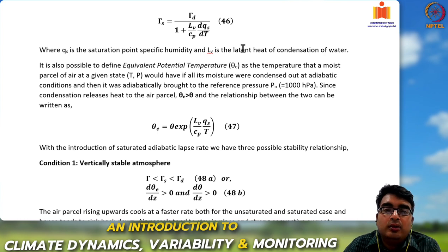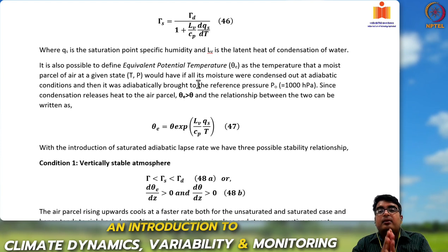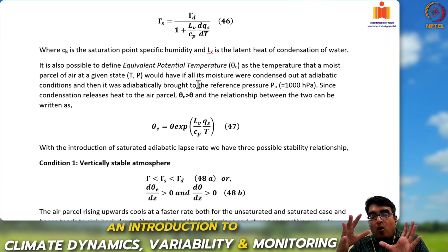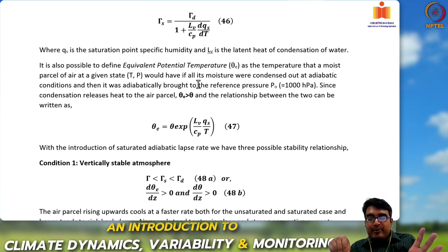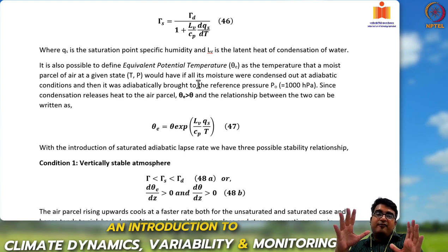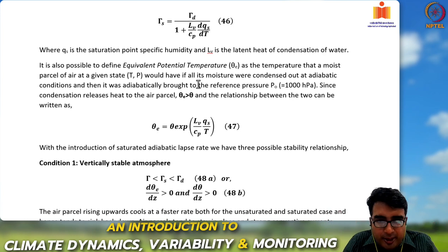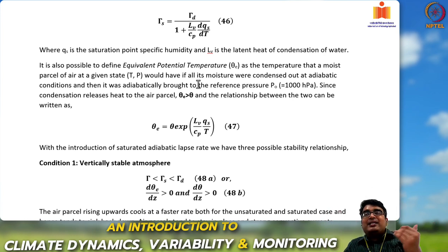Okay. So, firstly we are condensing away all the water vapor that was present in the saturated parcel of air under adiabatic conditions. So, we have removed all the water vapor and all the heat has been deposited within the mass of this parcel of air, and this parcel of air is not rejecting or accepting any heat from the surroundings. So, that is the adiabatic conditions. After this has been done, then this dried parcel of air is adiabatically brought to the reference pressure P0.